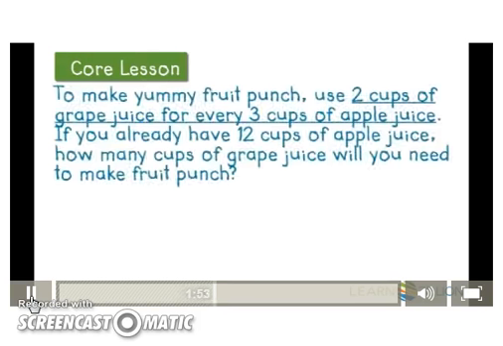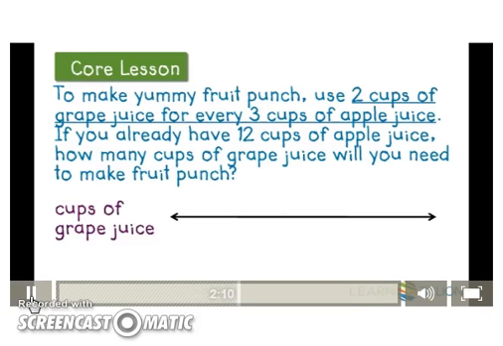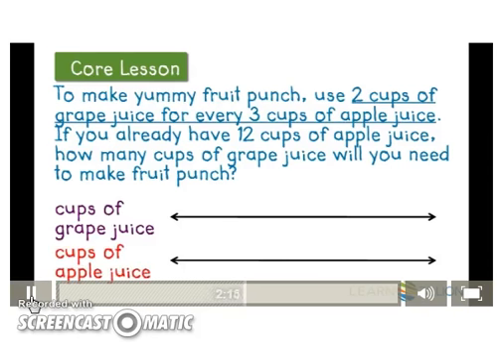Okay, here's the problem that we're trying to solve. Instead of using tables or pictures, we're going to use a new strategy, the double number lines. We have spotted our ratio here, 2 cups of grape juice for every 3 cups of apple juice. So we're going to make one number line for cups of grape juice, and then right underneath that, a number line for cups of apple juice.